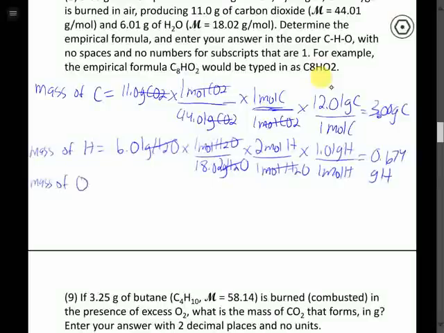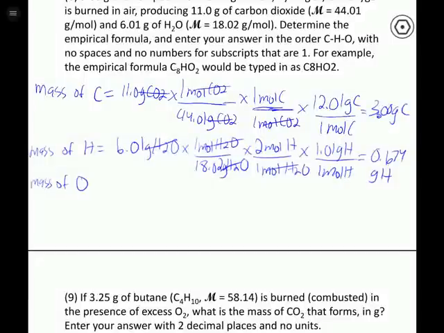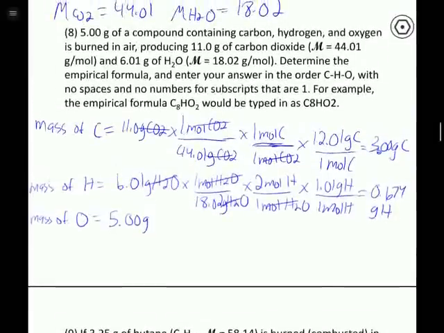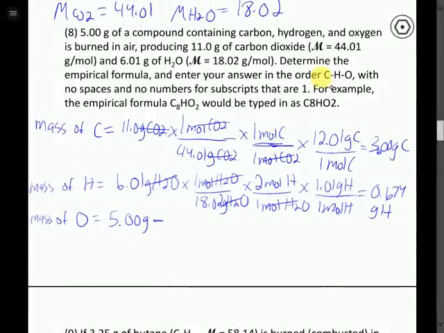And then finally, we need to find the grams of oxygen, the mass of oxygen. That one we cannot find directly from the combustion information because both of our combustion products have oxygen in them, and a lot of this oxygen came from the air that we burned it in. So for the mass of oxygen, we use the total mass of compound, which is given to us as 5.00 grams. The first sentence of the problem tells us that we're burning 5 grams of a compound. We just found that it has 3 grams of carbon in it. It also has 0.674 grams of hydrogen, so all the remaining mass must be oxygen, which is 1.33 grams.